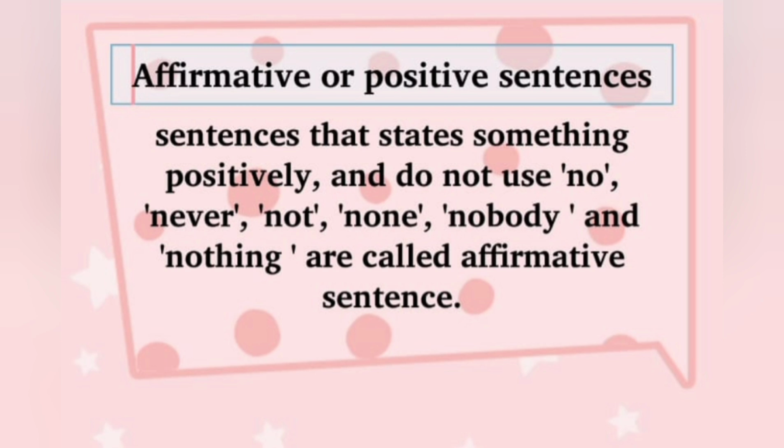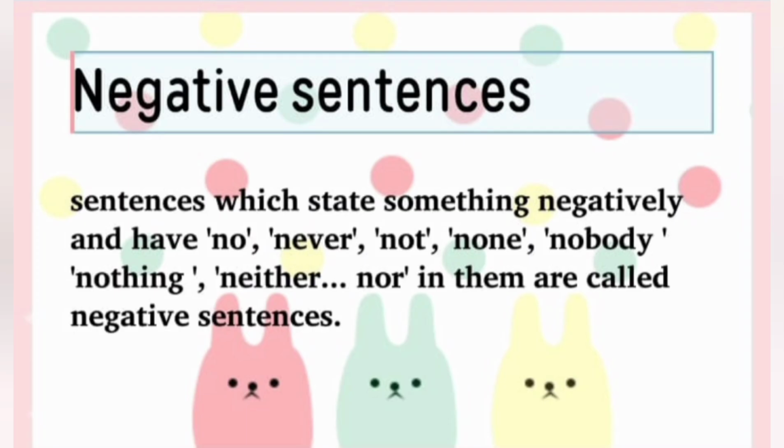Now let's look at what a negative sentence is. Sentences which state something negatively and have no, never, not, none, nobody, nothing, neither, nor in them are called negative sentences. So a sentence that contains words such as no, never, not, none, nobody, nothing, neither or nor in them is called a negative sentence. So in this way, you can recognize which is a positive sentence and which is a negative sentence. We will discuss it with more examples.